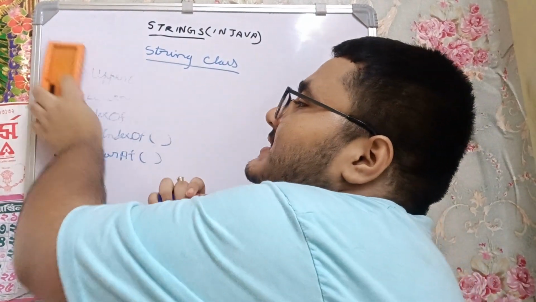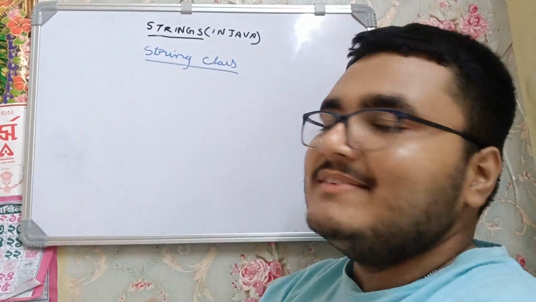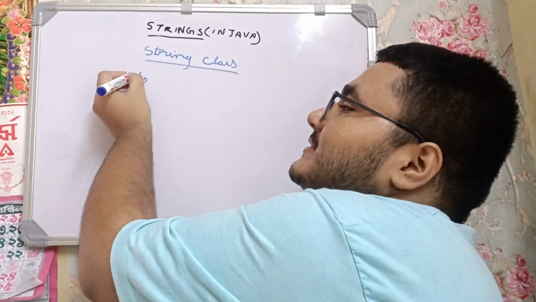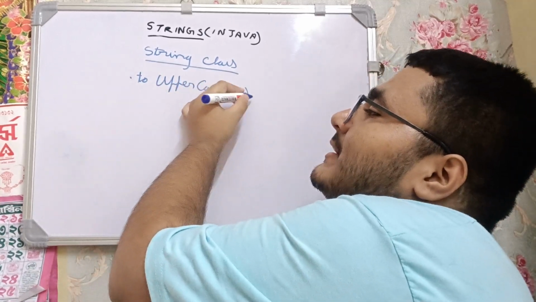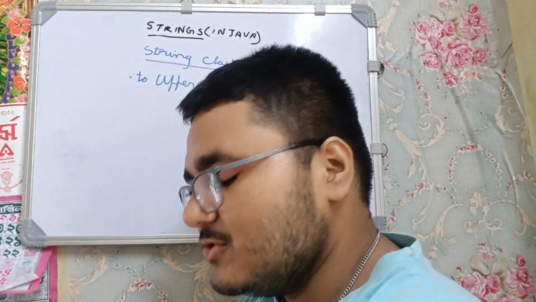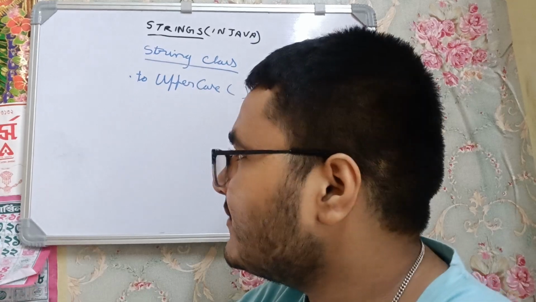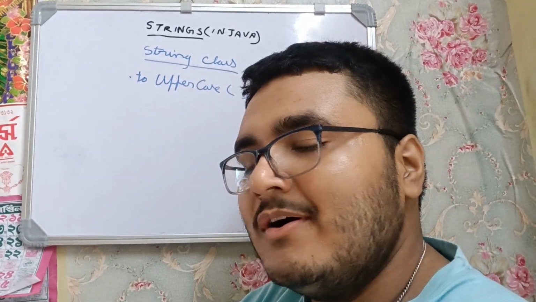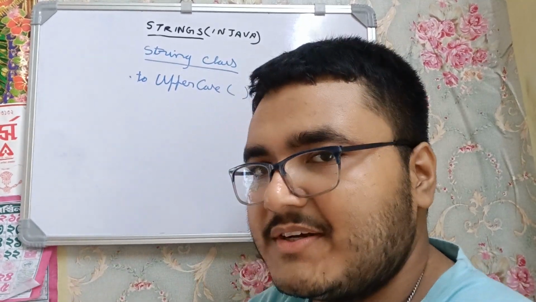First one is toUpperCase, dot toUpperCase. The name itself tells what it will do. It will convert your lowercase letters into uppercase. In strings, if you have any lowercase characters, it will convert all of them into their uppercase form. Fine. And the characters which are already in uppercase, or if any character is a digit or number, those will remain unaffected. Fine.